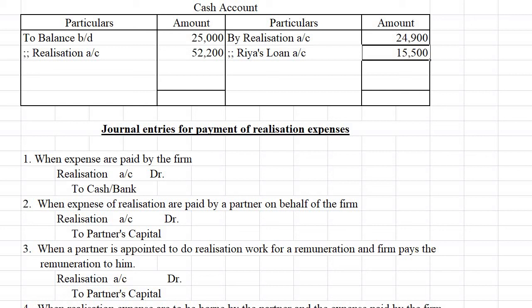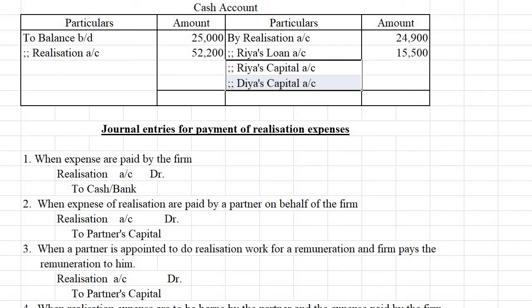Then comes Ria's capital and Dia's capital. Their capital account balance is to be paid. So we can write Ria's capital and Dia's capital, the capital account balances we obtained. So let us total the account. 77,200 on the credit side and on the debit side also 77,200. So that is the end of the solution.